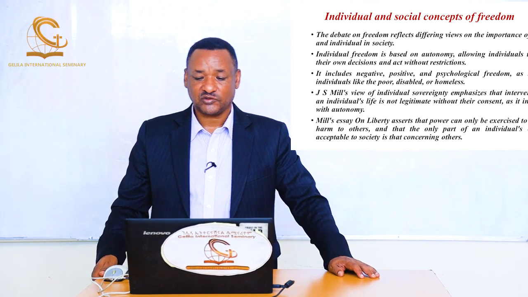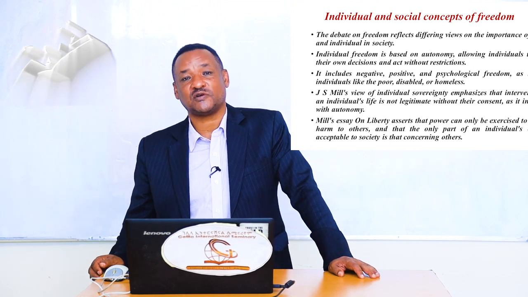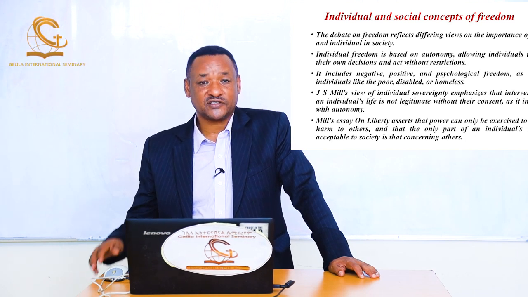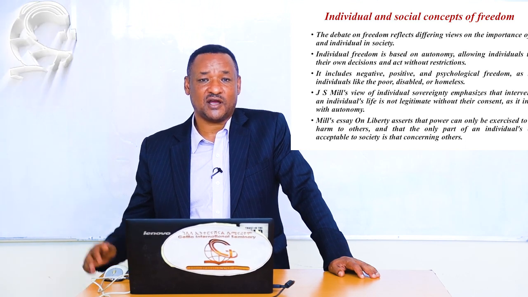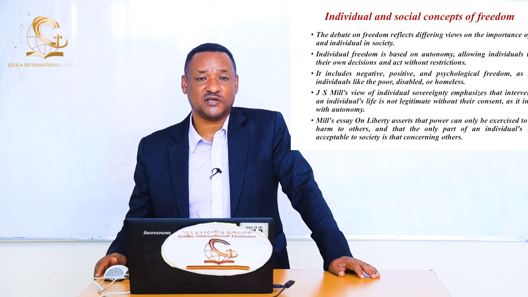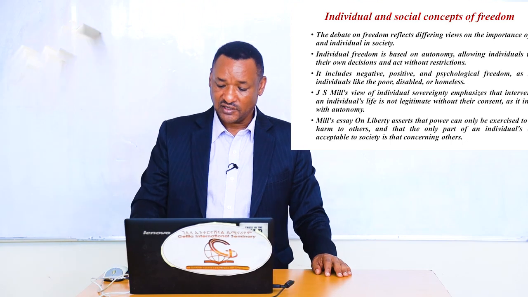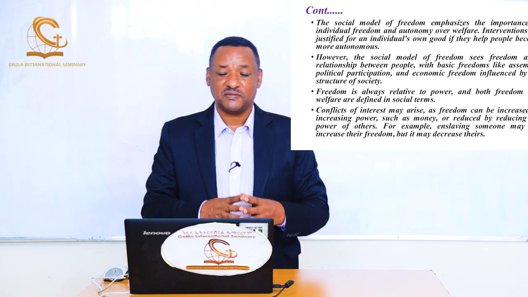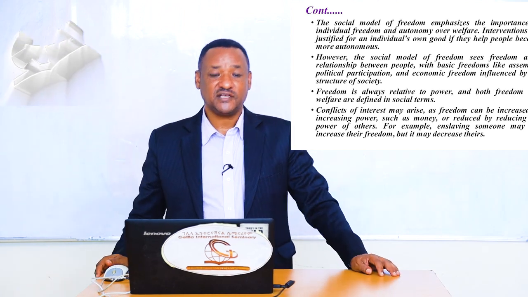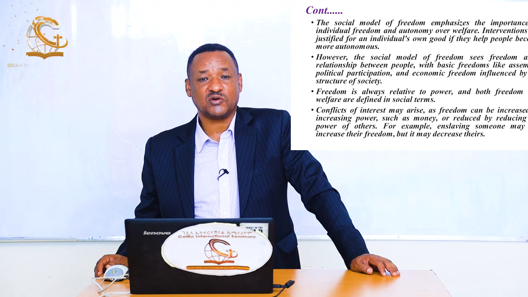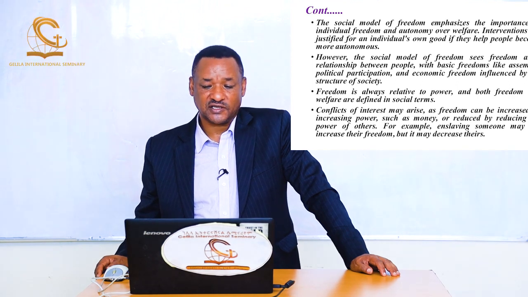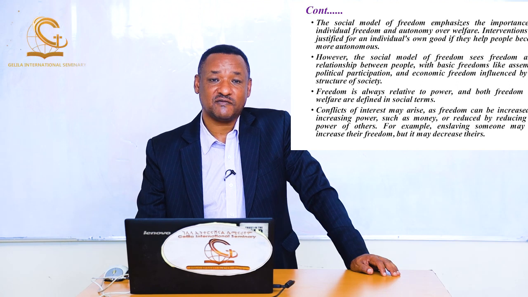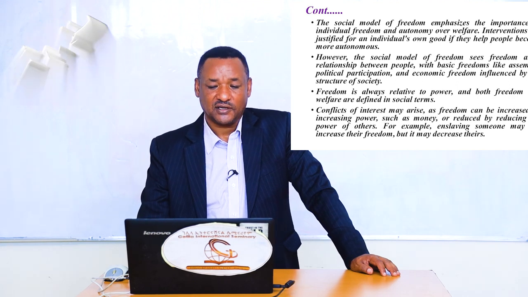Individual freedom is based on autonomy, allowing individuals to make their own decisions and act without restriction. So it includes negative, positive, and psychological freedom. As individuals have their own negative freedom, as well as positive and psychological freedom, the society also has social concepts of freedom. The social model of freedom emphasizes the importance of individual freedom and autonomy over welfare. Interventions are justified for an individual's own good if they help people become more autonomous. The more autonomous the individuals, the more autonomous the social freedoms.